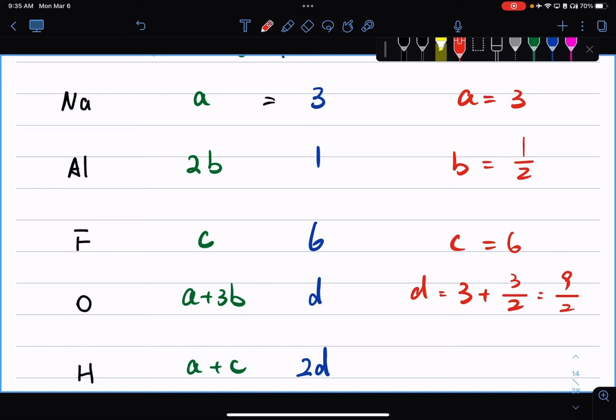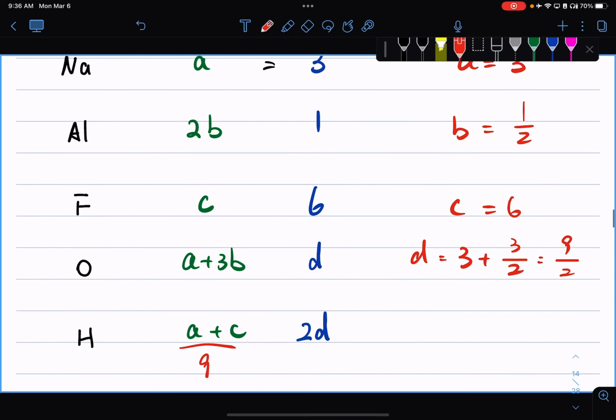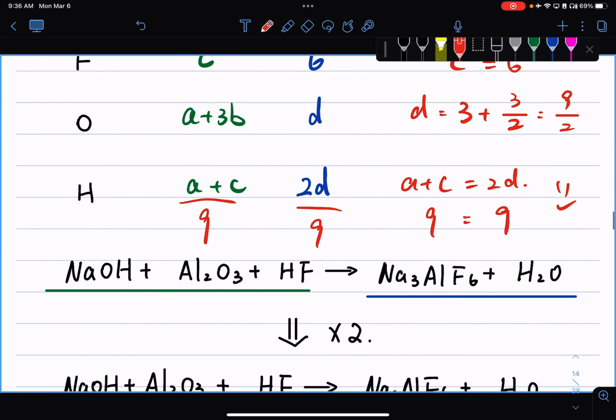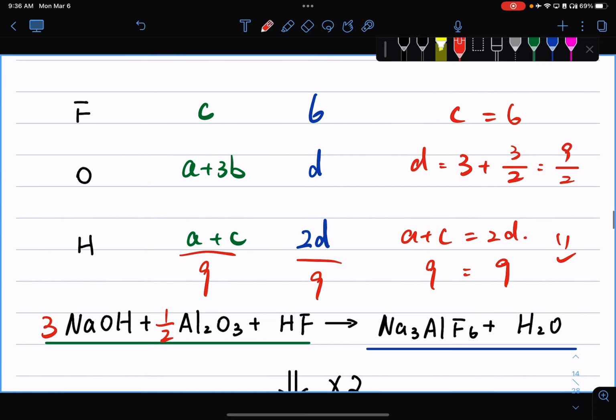We'll use hydrogen, which is a leftover, as our sanity check. So A plus C, that's 9. 2D, that's also 9. So A plus C equals 2D, and 9 equals 9. And we're happy. We just use that as our sanity check. And now putting these coefficients into my original equation, we have A equals 3, B equals 1/2, C equals 6, that's 1, and D equals 9/2.